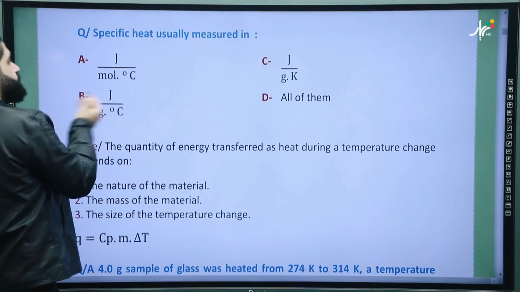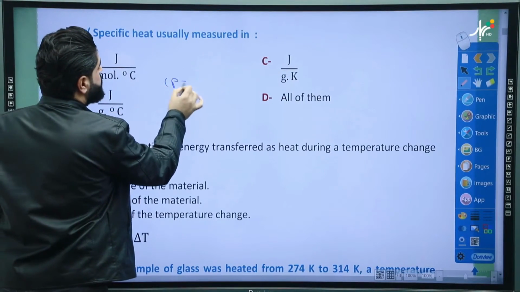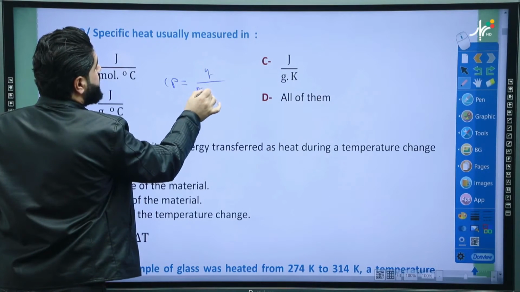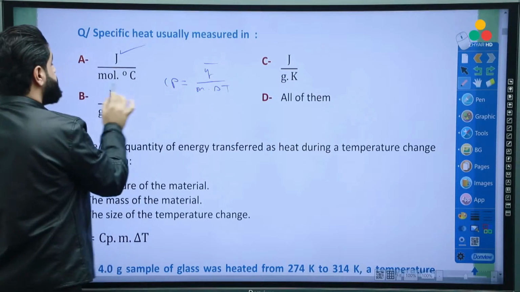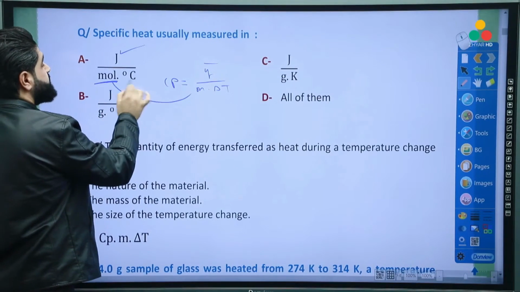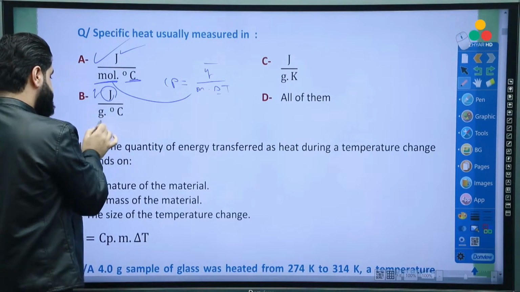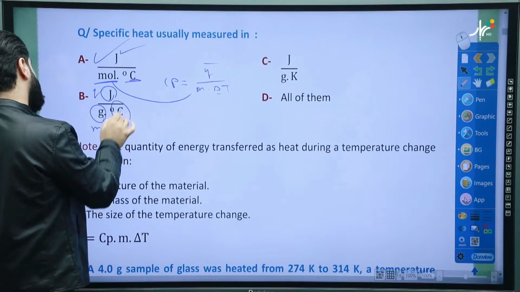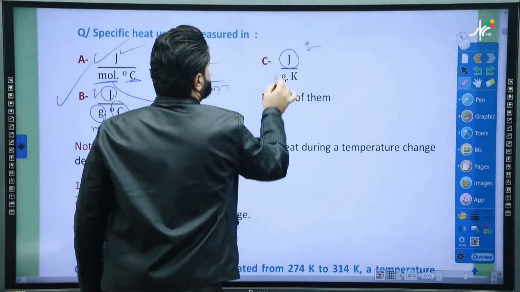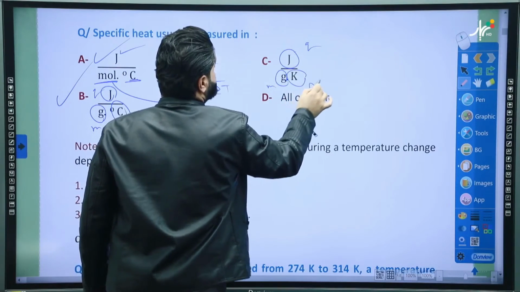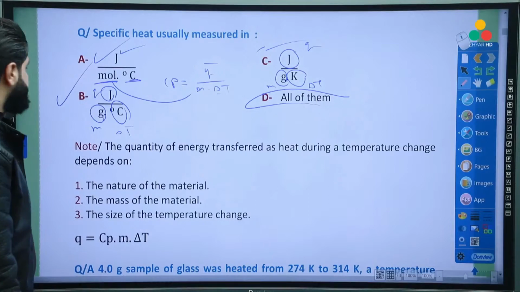Look, specific heat is usually measured in... how can you solve this type of question? Cp equals Q over M times delta T. So joule, yes, it's correct for Q. Mole for M, yes, it's correct. Celsius for delta T, it's correct. This one, joule for Q, yes. Gram for M, yes. Delta T, it's correct also. Joule for Q, gram for M, Kelvin for delta T, yes. So all of them are different units of Cp.